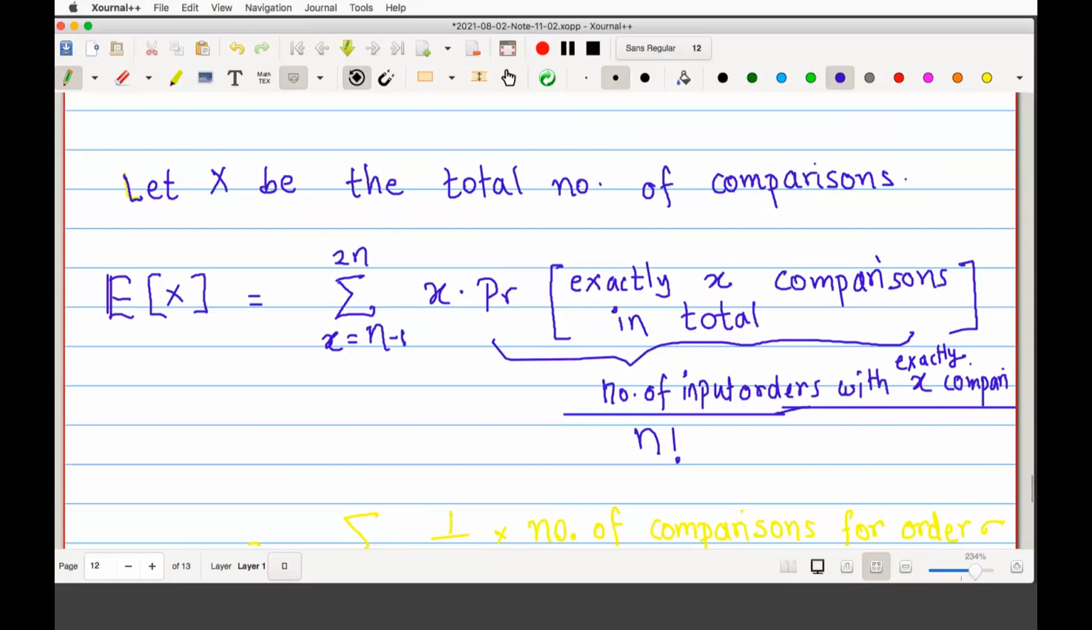Okay, so any ideas on how we can estimate or compute this? You have so many input orders. Now we want to figure out how many input orders see exactly x comparisons in total over the course of the algorithm. So any ideas on how we can find out this number?